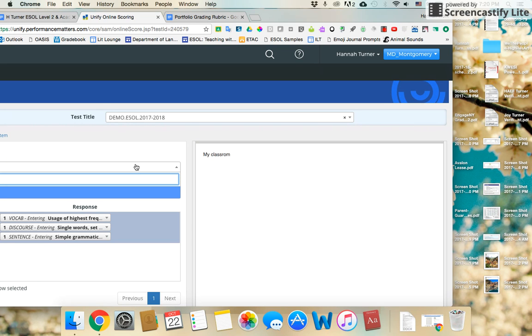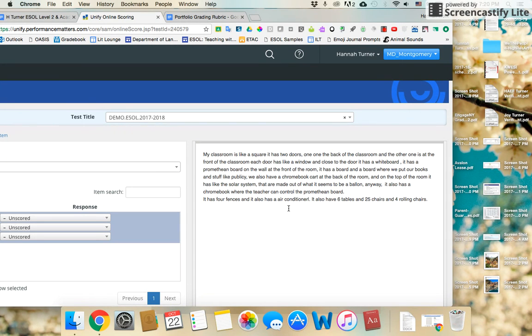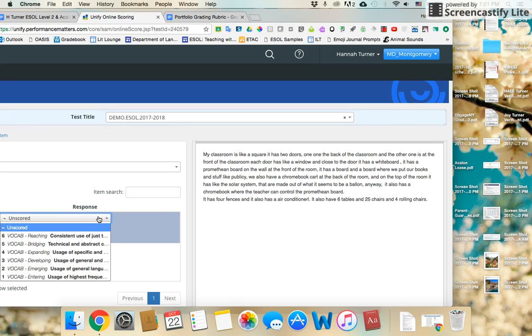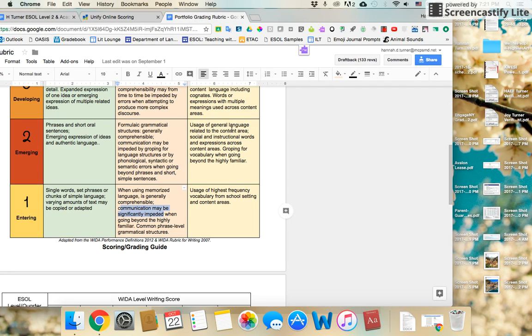Let's look at another example. Take some time to read what is written here. What level would you give this vocabulary? There are a few acceptable responses. Let's take a look at our rubric.